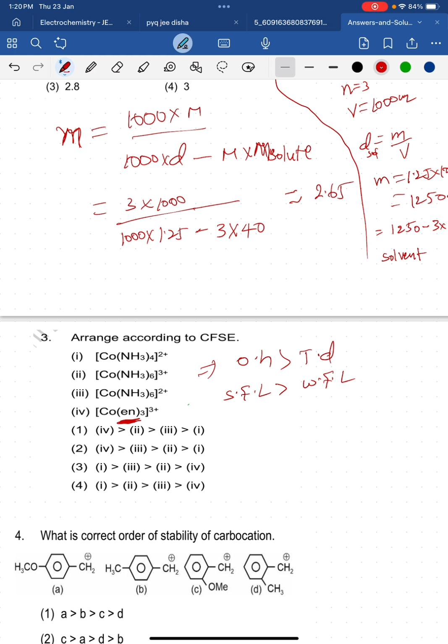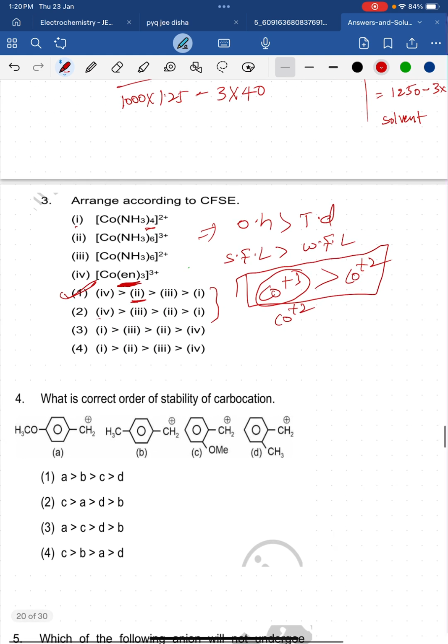Got it? After that, in these two options you have to choose. Then 2 and 3 you can decide. 2 is cobalt plus 3 charge and 3 is cobalt plus 2. The one with more charge has more CFSE value. The one with more charge has more attraction, more splitting and more CFSE value. Next one is 2, so this option is matching, you can find. And 1 is the least, the reason being it is a tetrahedral complex. I hope you can get the answer.